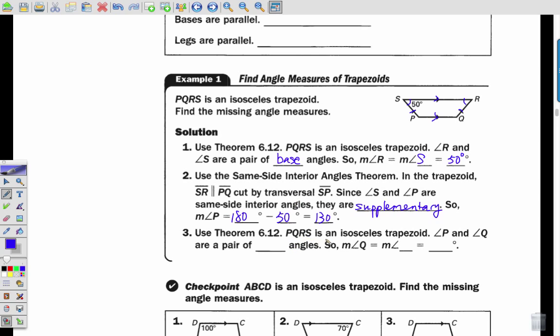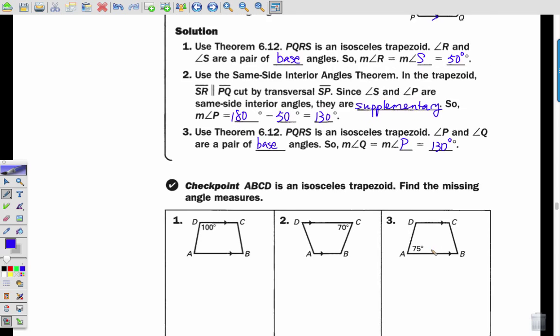Now, because PQRS is an isosceles trapezoid, P and Q are a pair of base angles. So base angles in isosceles trapezoids must be congruent to each other. So Q is also 130 degrees.